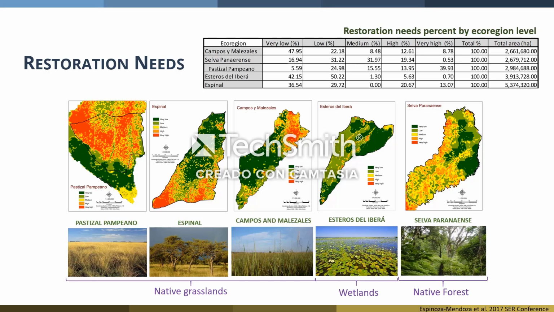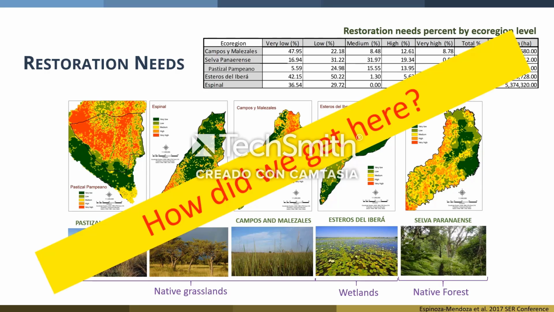So here we want to show you some restoration needs by ecoregion, and we found that, for example, for some grassland ecoregions like Campos y Malezales and Pastizal Pampeano, around 60% of the areas are highly degraded. So in light of this reality, the question at this point was, how did we get here?